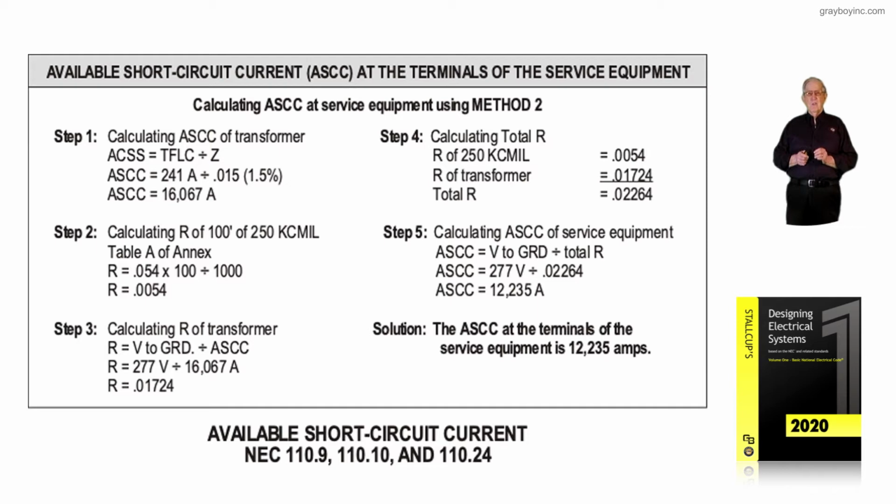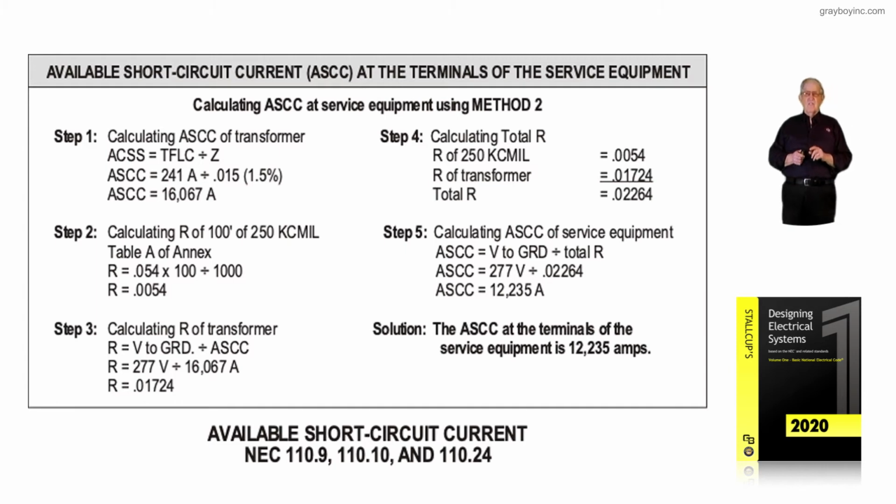We calculate the total resistance. And notice the run of 250 kcmil conductors in rigid metal conduit is 0.0054. We obtain that in our step 2 calculation. The resistance now of the transformer, good rule of thumb method to use here. I know you can use software and get it closer. Step 3, we calculated the resistance of that 100-foot run is 0.01724.